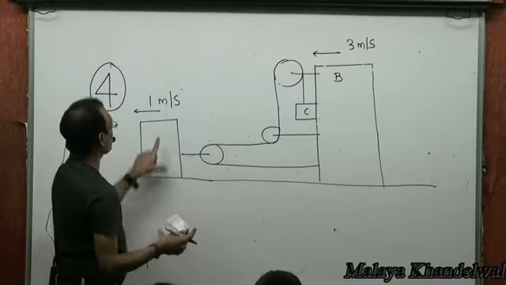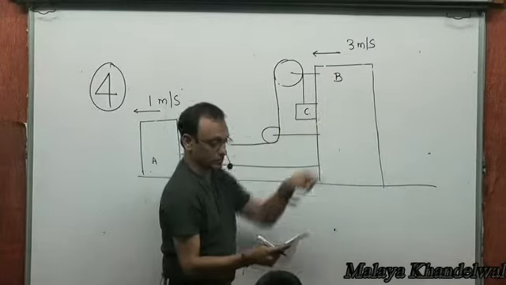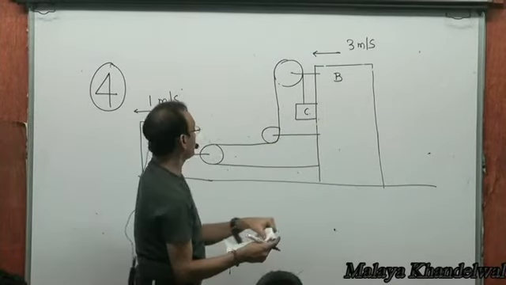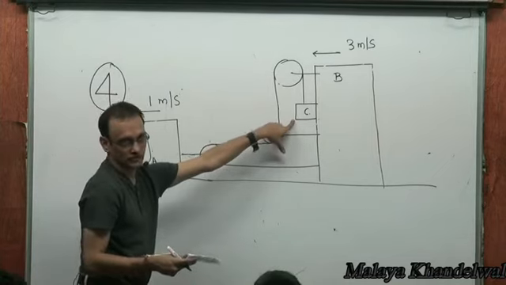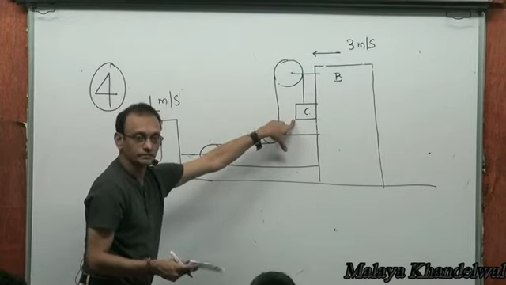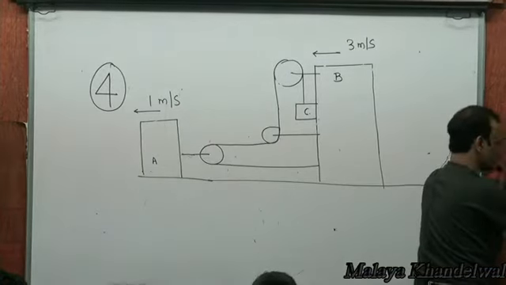So the velocities of A and B are 1 meter per second and 3 meters per second. We want to find the velocity of the block C in meters per second. We want to be able to find the velocity of this block. Clear? It's a very ordinary case of string constraints.